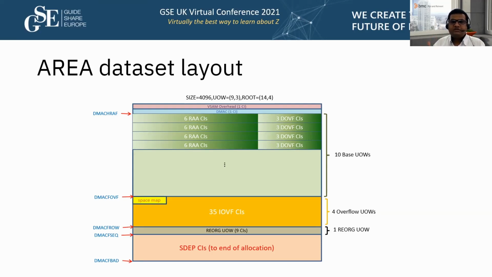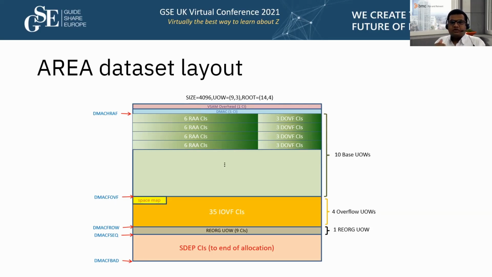And within the base UOW, you will have a UOW parameter which will define how many CIs will be there in the RAA section and how many CIs will be there in the DOVF section. So if you look at the UOW parameter, which is 9,3, it basically signifies that within a single UOW, you will have 6 RAA CIs and 3 DOVF CIs.